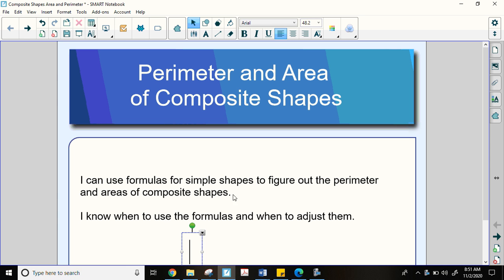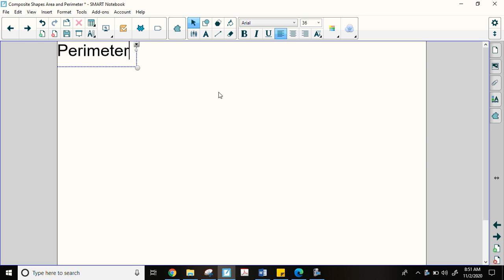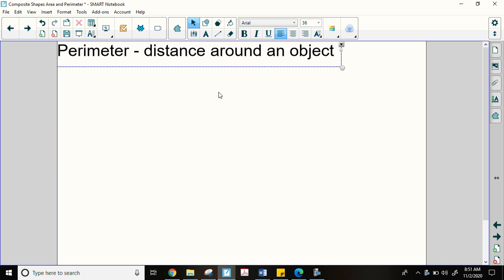Oh, that's not going to let me right there. I can even add in, look at this, I'm making a new one. Perimeter, distance around an object.